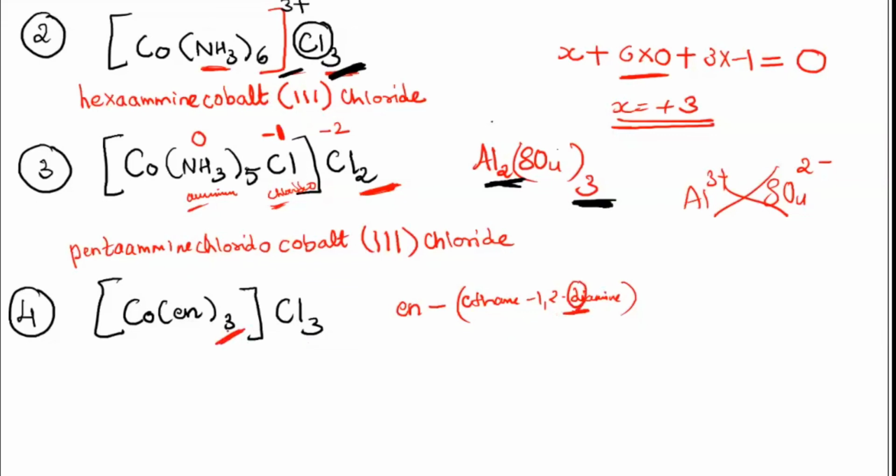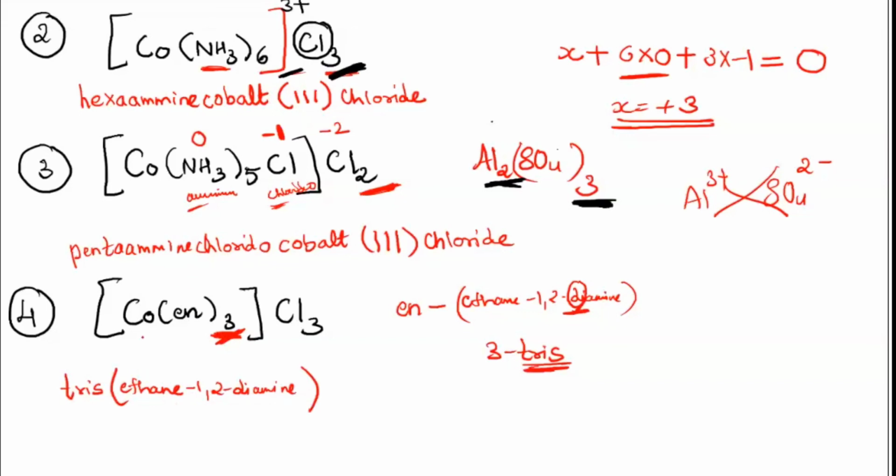Since it is 3, for 3 we make use of tris. For 2 it is bis. So I should make use of tris here, and then after writing this, you will write the name of that ligand in the bracket. The organic ligand name you write in the bracket. So here you write ethane 1,2-diamine inside the bracket. So tris is over, then ethane 1,2-diamine.